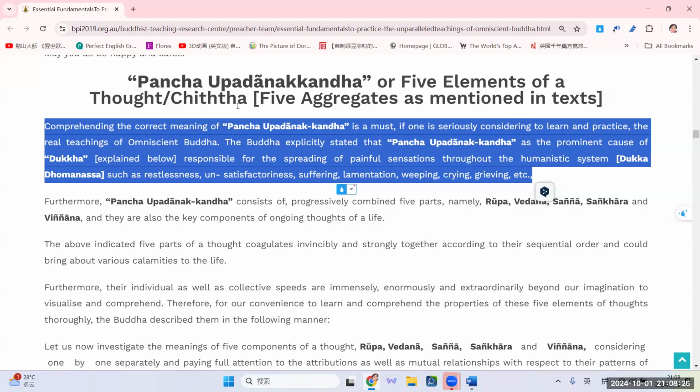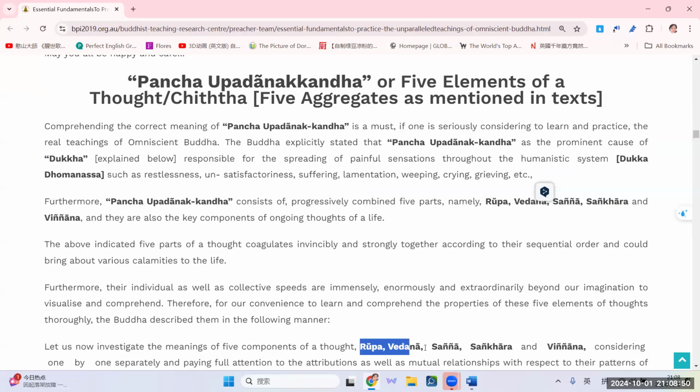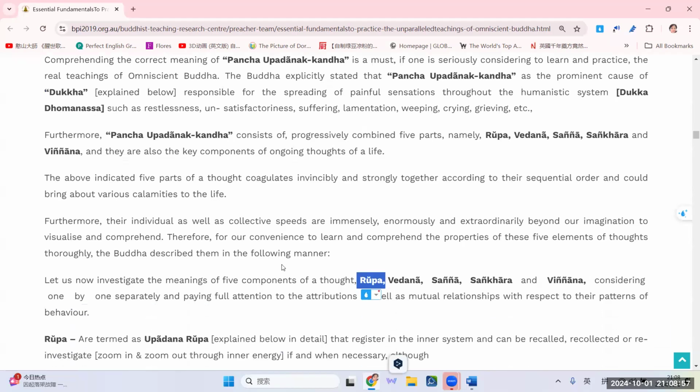That image is termed by Buddha as rupa. If you look at the last two lines on this screen, rupa is written there. You go to the last one, this first one, yeah, this one. Okay, rupa, spelled R-U-P-A.